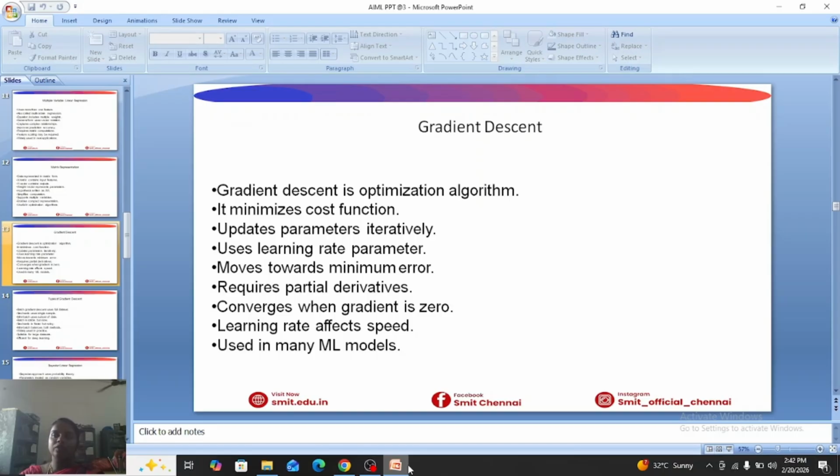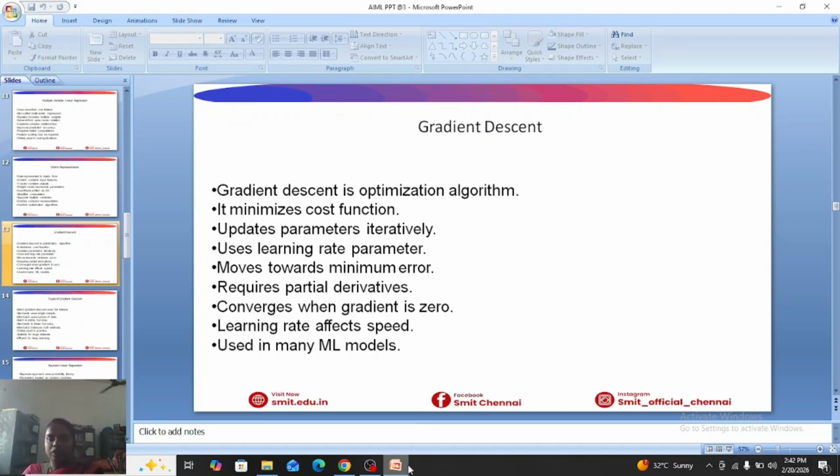Why do we need to use gradient descent? The cost is J of theta equal to 1 by 2m summation of (y minus y cap) the whole square. Instead of solving directly using the normal equation, gradient descent works well for large datasets, is computationally efficient, and can be applied to many machine learning algorithms. There are 5 steps to implement gradient descent: initialize parameters randomly, calculate cost function, compute gradient, update parameters, and repeat until convergence.